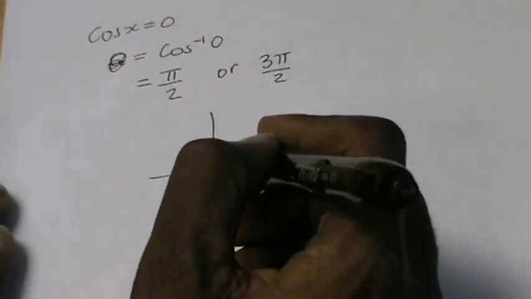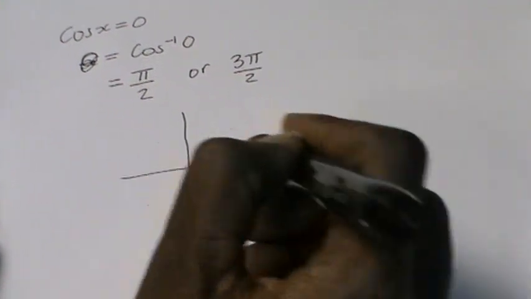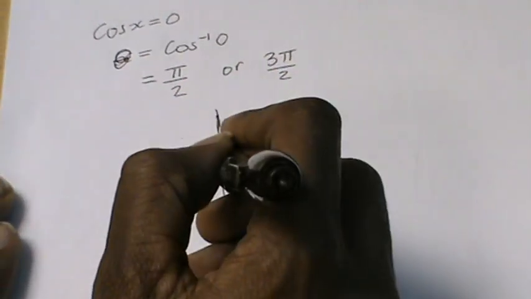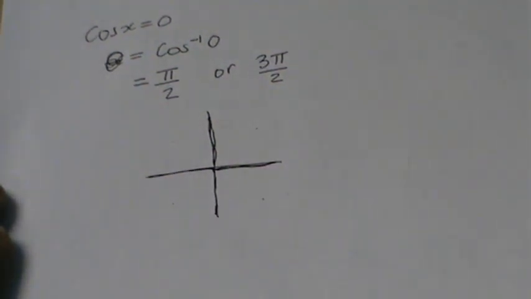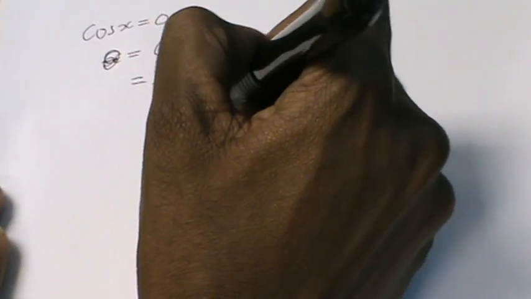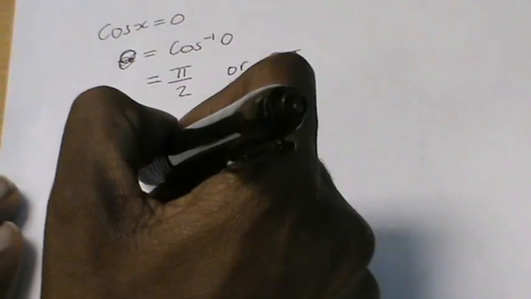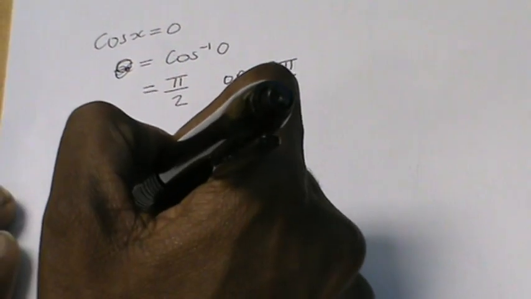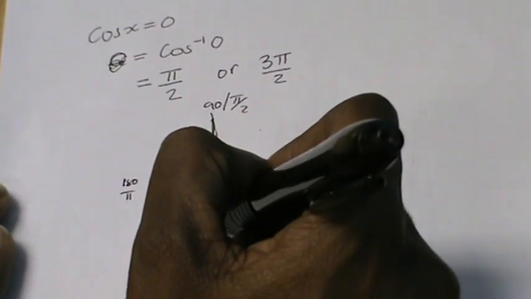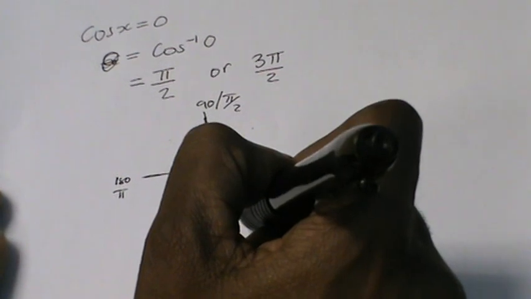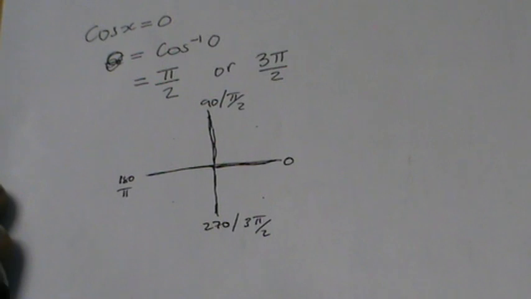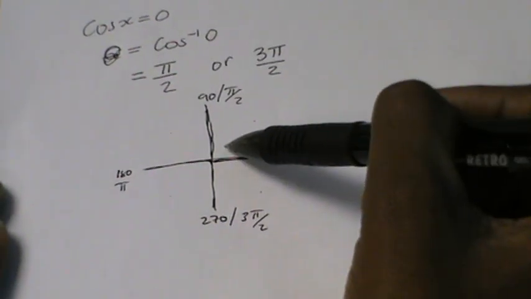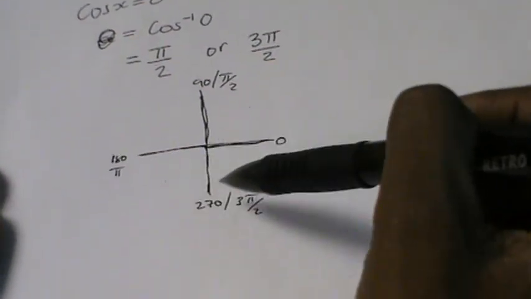But when it's 0, that means it either lies on this line here, or that one, and that one. So if tan of something is equal to 0, check these values. You check 0, you check 90 or pi over 2, you check 180 or pi, or you check 270 or 3 pi over 2. One of them should give you a 0. If it is not one of these, then it lies exactly inside the quadrants.